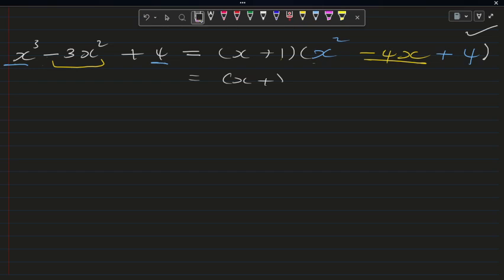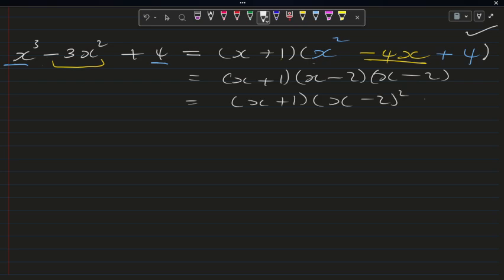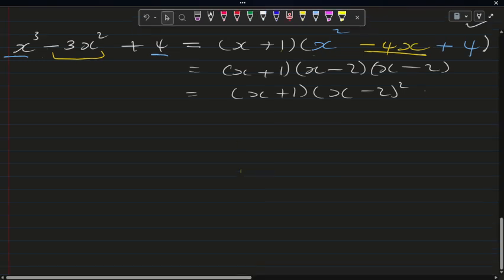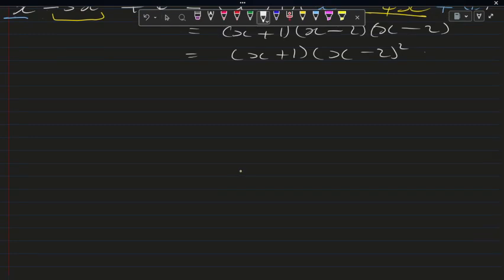So we see that this is x plus 1, and then this can be factorized as we did previously. So we said that this is x minus 2 and this is x minus 2, and as a result we have x plus 1 and we have x minus 2 all squared. Okay, so let's do another example.